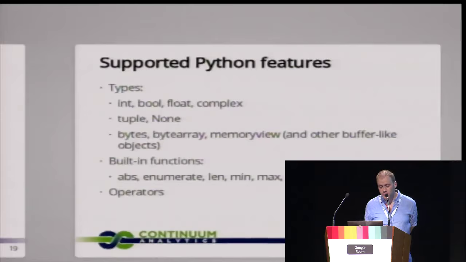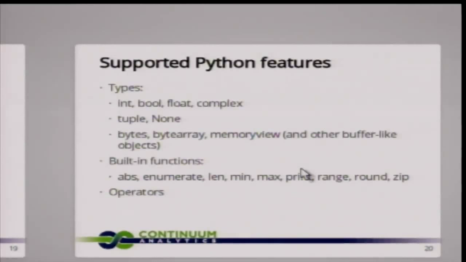As for the built-in types and functions, we have support for most types which are useful for scientific computing. So all the numeric types, integers, floats, and so on. Tuples, which are quite basic. And we have support for the buffer protocol, which means that you can index over bytes, bytearrays, memoryviews, and everything which supports the buffer protocol, which also includes, for example, memory mapped files using the mmap module. We have support for a bunch of built-in functions. And we have support for most operators, but of course only on the types that we support, so all the numeric types.